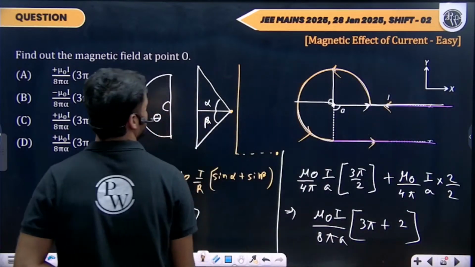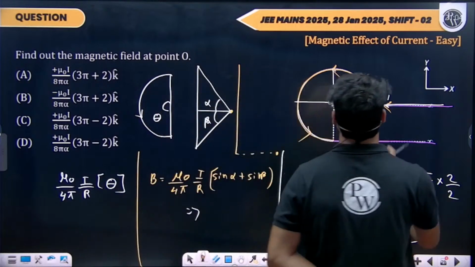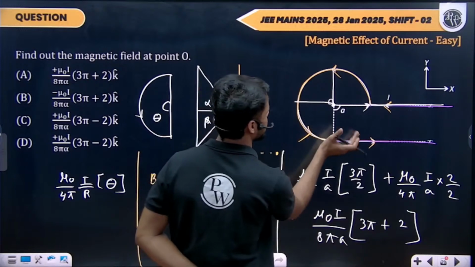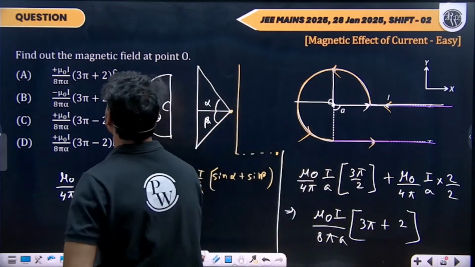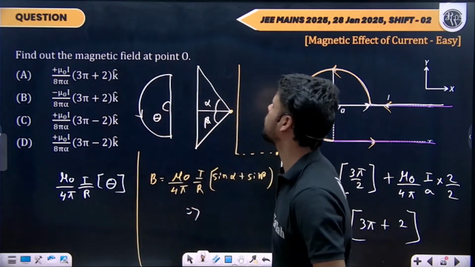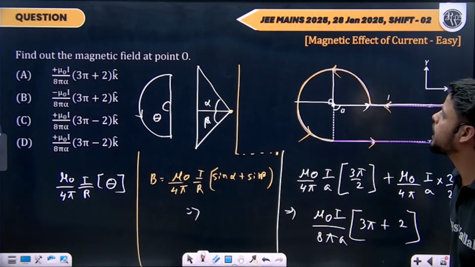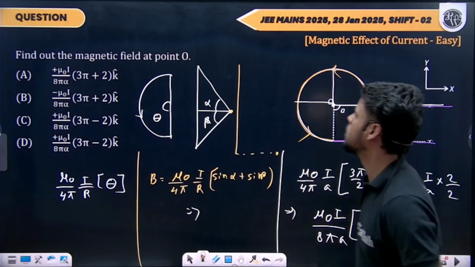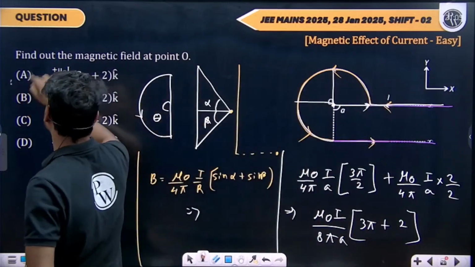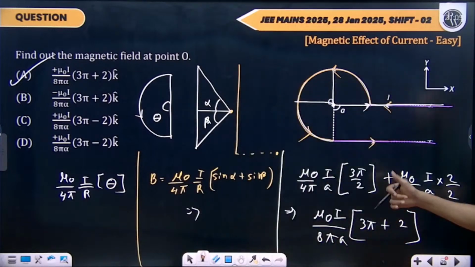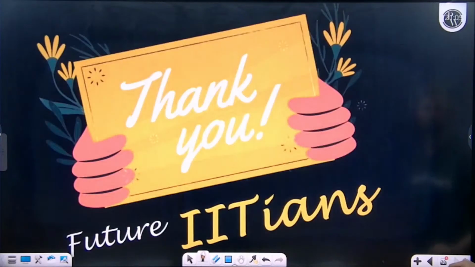So going with the options, direction of this current will be out of plane, and direction of this magnetic field will also be out of plane. Both would be out of plane, so both will be added up and it will give k cap direction, mu naught I upon 8 pi A times 3 pi plus 2. So our first option would be correct. Direction of magnetic field will be k cap, which will be perpendicular to the plane.